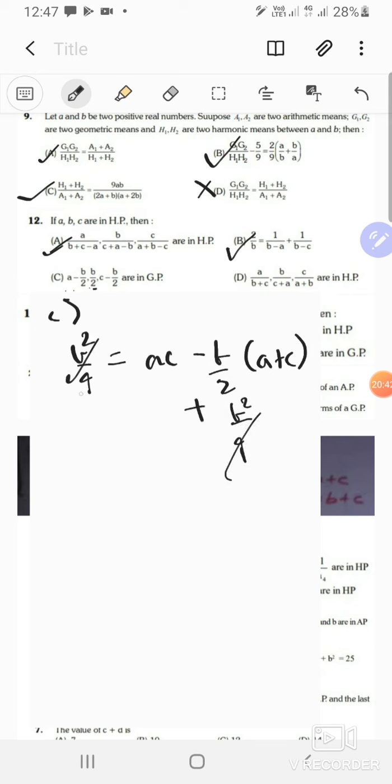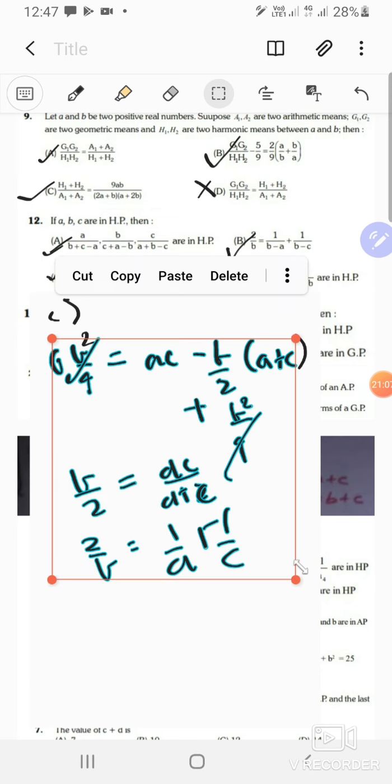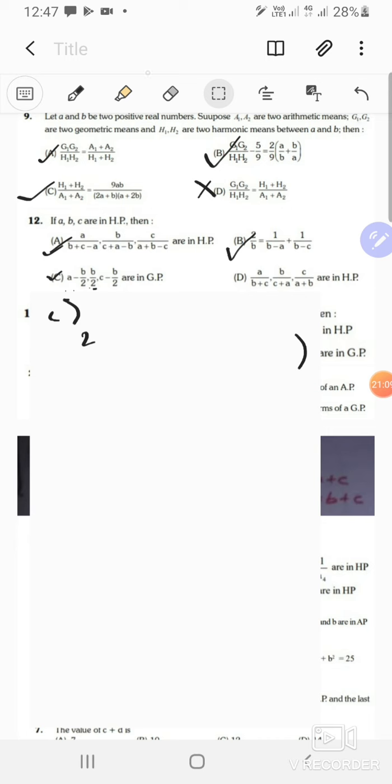Okay, this cancels completely, and then you pretty much have b upon 2 equals ac upon a plus c. Okay, in other words, you have 2 by b equals 1 by a plus 1 by c. That's nice. So this option is correct as well, right? These are in GP, no problem. I was not expecting that though. I mean, how can so many of the options be correct at once?